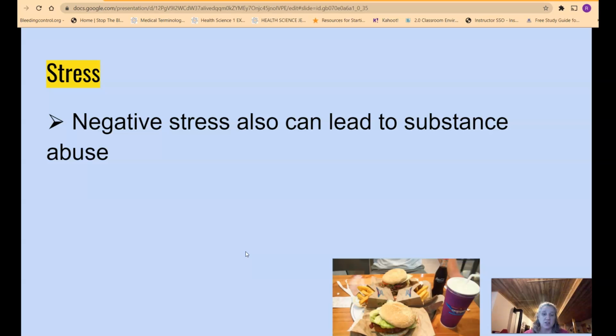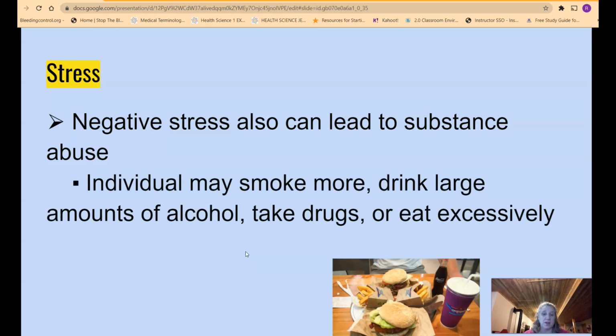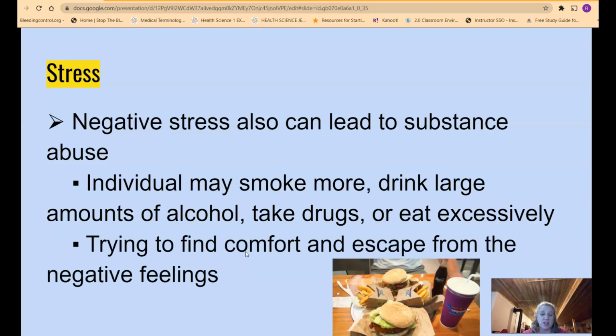Negative stress can also lead to substance abuse. Individuals may smoke more, drink large amounts of alcohol, take drugs, or eat excessively. And really, does that help you deal with the stress? No, it doesn't. It probably gives you more stress as a result. They may go to substance abuse trying to find comfort and escape from the negative feelings, but those feelings are still there.